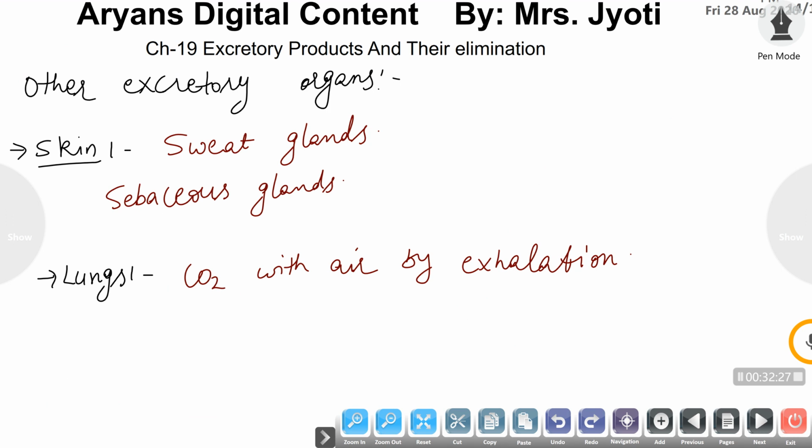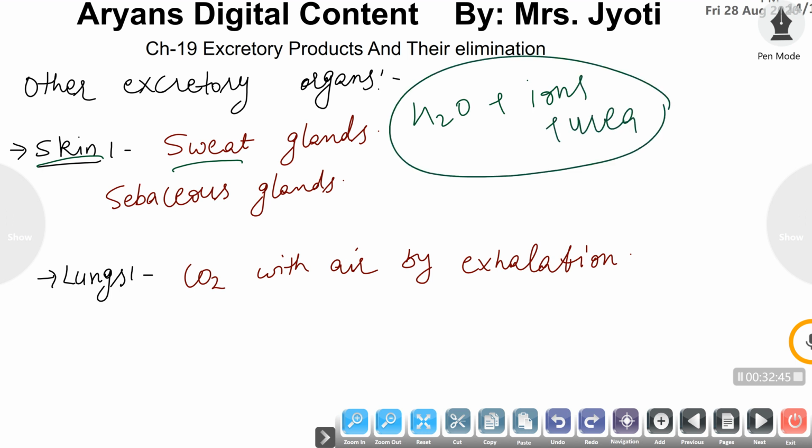Along with the kidneys, some other organs also act as excretory organs, which generally include the skin. The skin also releases some nitrogenous waste in the form of sweat. Along with water and ions, some urea is also lost in the form of sweat, which forms an alternative method for urea elimination or waste excretion.